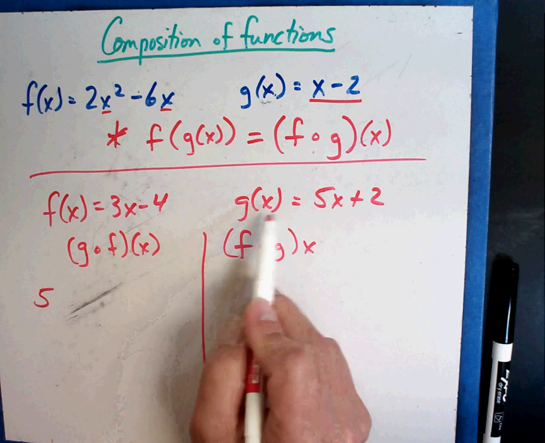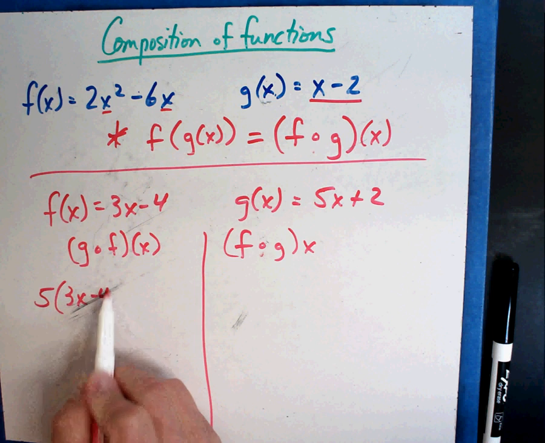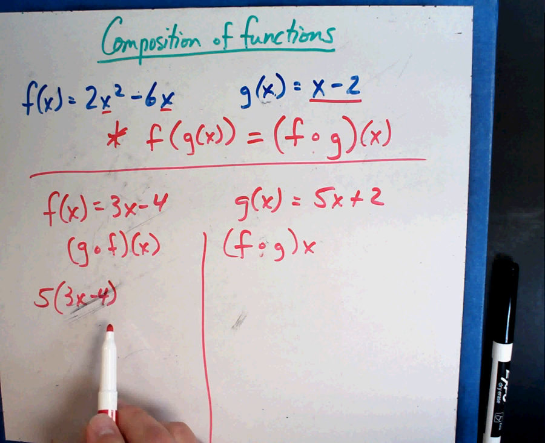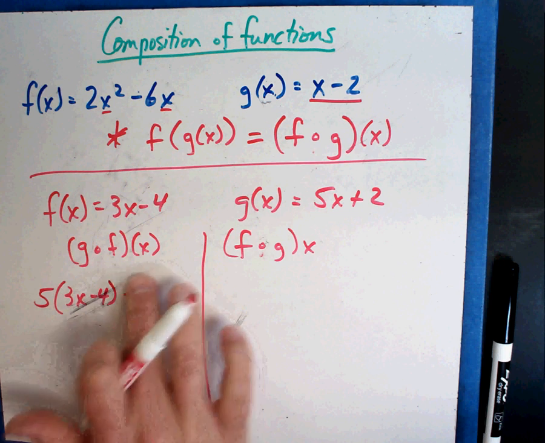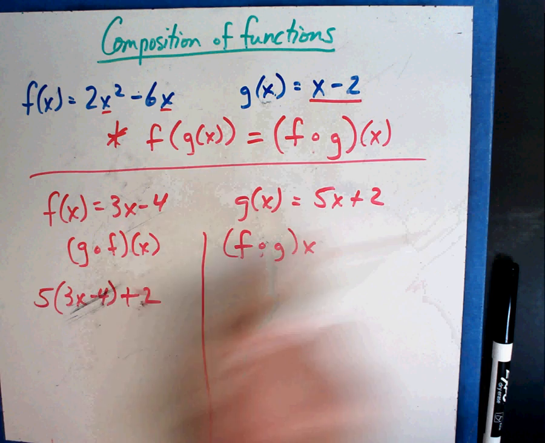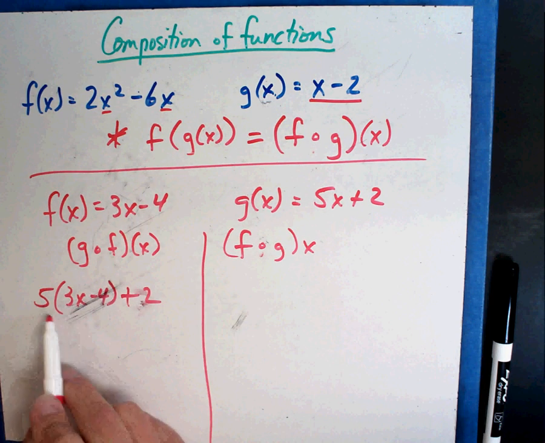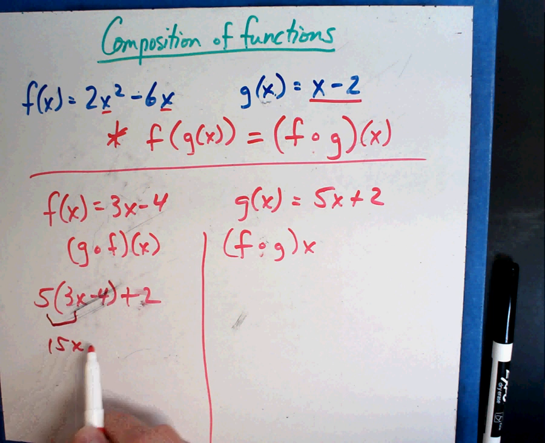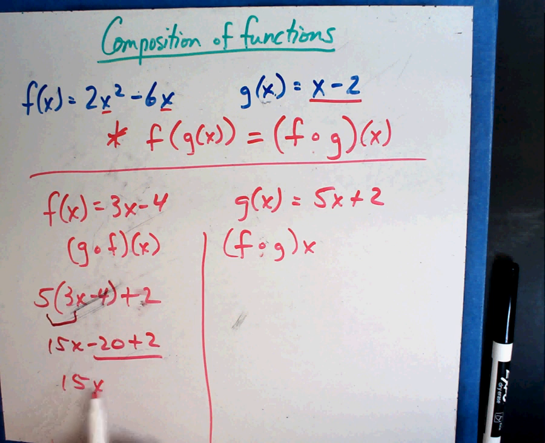So we're going to start with the g. 5 times, what's x? Well, that's going to be the 3x minus 4 plus 2. Oh, I'm sorry, let me say that again. I'm going to take the 5x plus 2. There's the 5x is that value plus 2. So I distribute through. That's 15x minus 20 plus 2. Those go together. 15x minus 18.